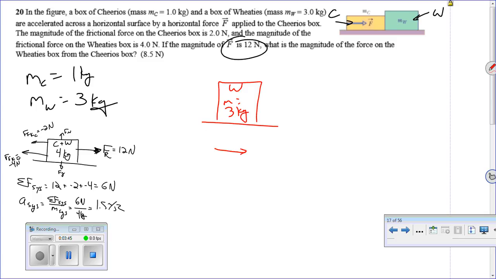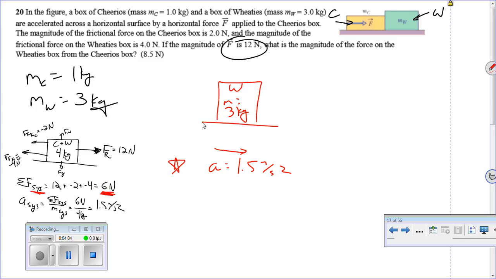We know that it's moving along this way with an acceleration of 1.5 meters per second squared. All right. Now, this needs to be a knee-jerk reaction for you guys. If you know the acceleration, automatically you find the net force. Now notice, the net force is not going to be 6 newtons. That was the net force on the system.